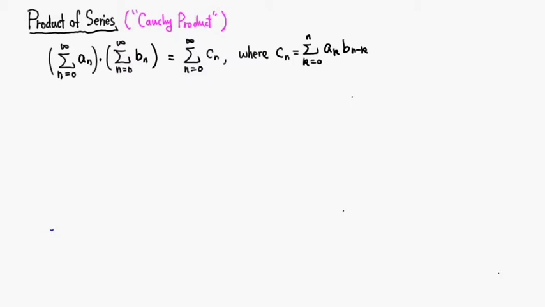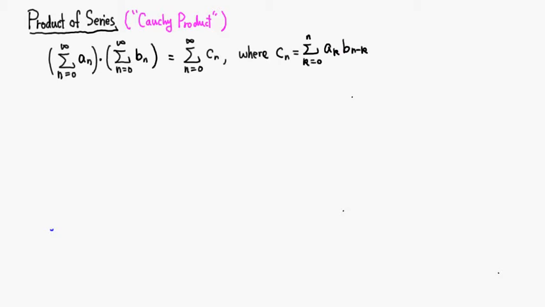Alright, let's look at the product of series. This is called the Cauchy product. So if we multiply a series a_n and a series b_n together, we can have a series of c_n where c_n is a summation from k equals 0 to n of a_k times b_(n minus k). So let's look at the motivation of this.